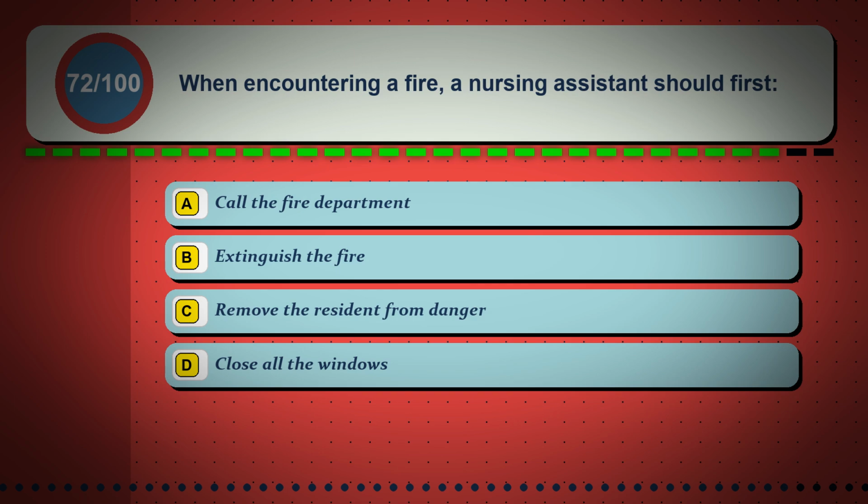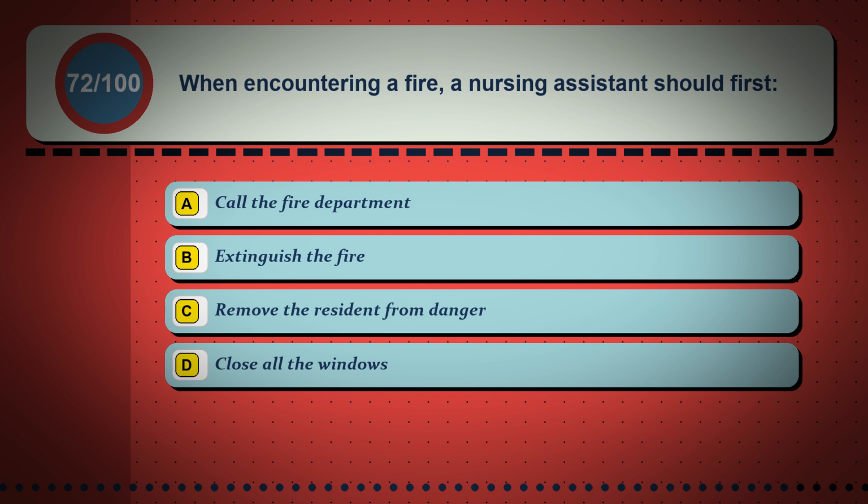Question 72. When encountering a fire, a nursing assistant should first: Option A, call the fire department. Option B, extinguish the fire. Option C, remove the resident from danger. Option D, close all the windows.